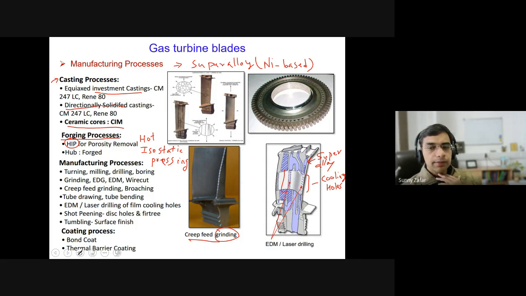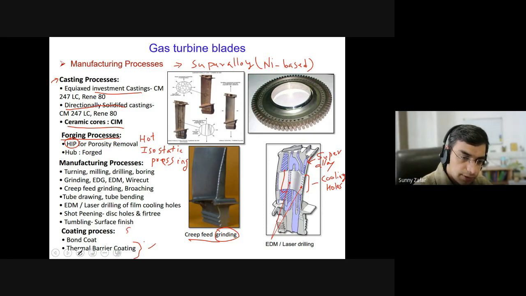And lastly, once everything is done, we need to provide a thermal barrier coating here to minimize the heat transfer from the surroundings to the core of the blade. So this is applied at the last. So this talks of the surface related thing, the surface engineering of the gas turbine blade.